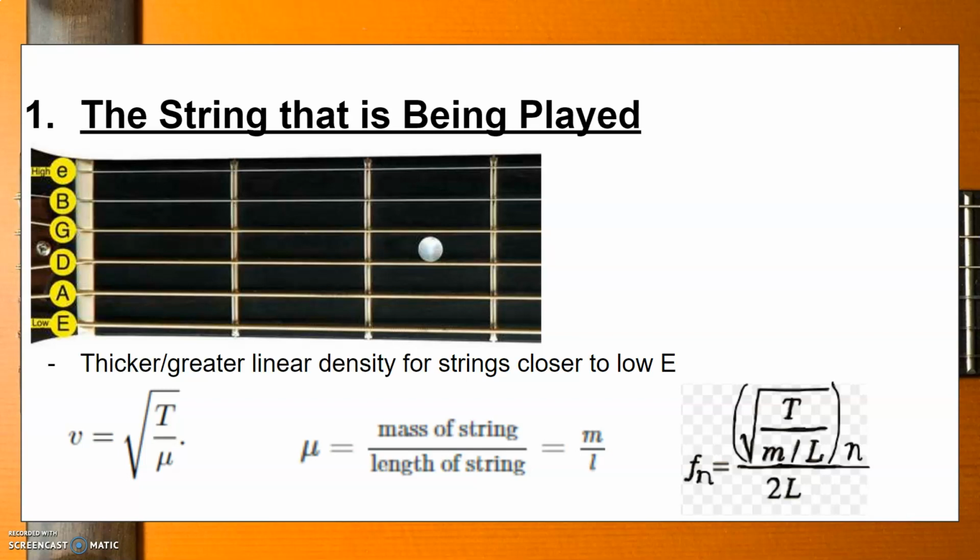So, knowing this, we know that playing strings that are thinner and thus have a lower linear density, such as high E, B, or G, have a higher frequency and thus a higher pitch.